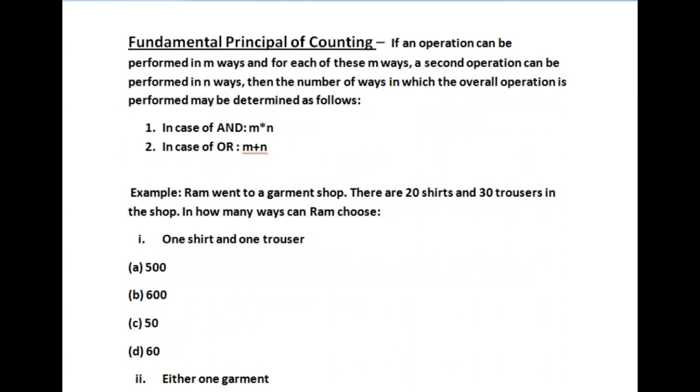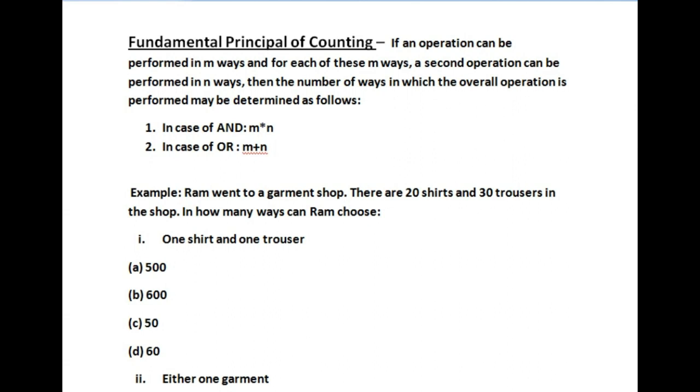Let us start from the very basic. The basic theory is the fundamental principle of counting, which says if an operation can be performed in m ways and for each of these m ways a second operation can be performed in n ways, then the number of ways in which the overall operation is performed may be determined as follows. First is the case when the AND word is used. In case of AND, we have to multiply M and N. While if the word OR comes, then we have to add M and N.